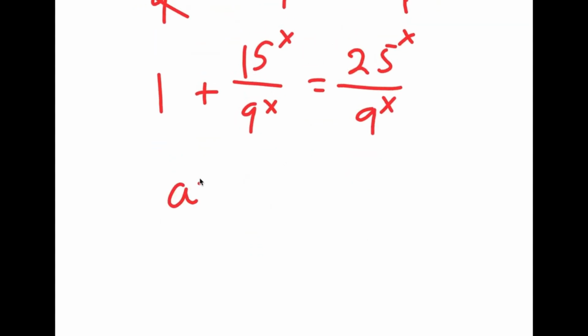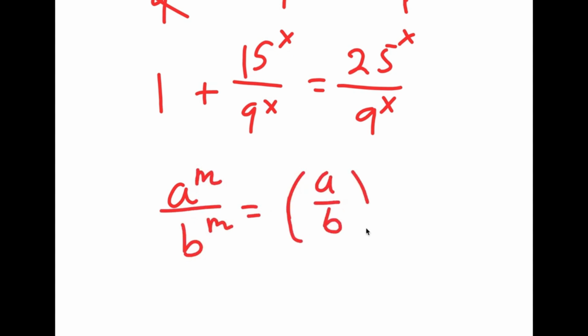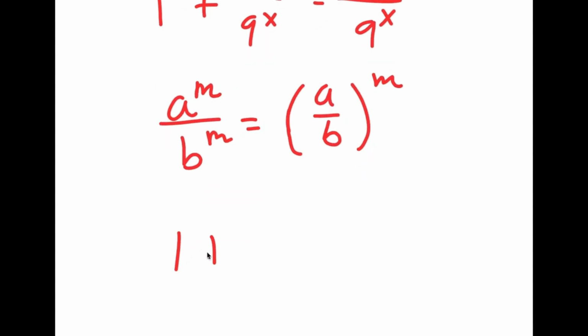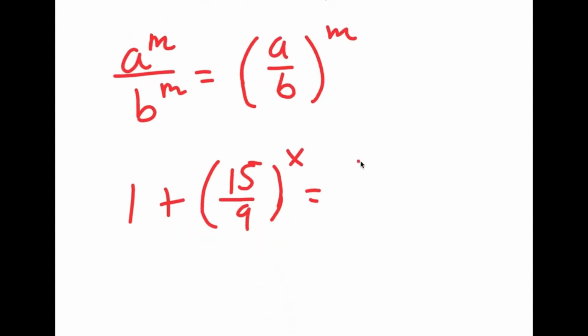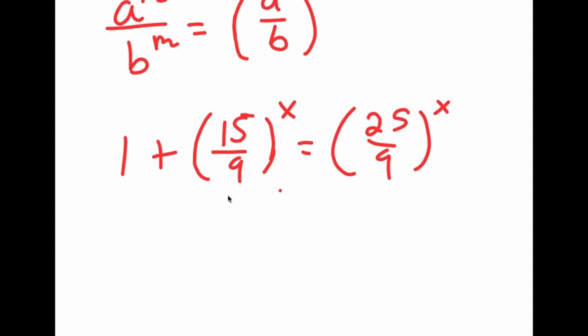Now, if I have something in the form a to the power of m over b to the power of m, this is the same thing as a over b to the power of m. So 15 to the power of x over 9 to the power of x, that's going to equal 15 over 9 to the power of x. And 25 to the power of x over 9 to the power of x, that's going to equal 25 over 9 to the power of x.